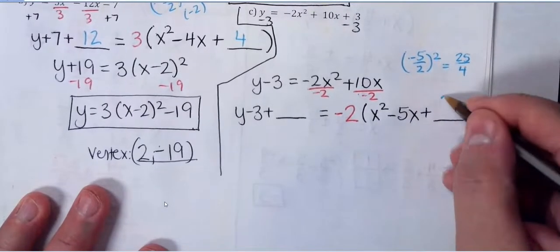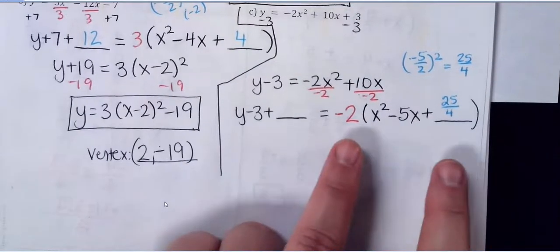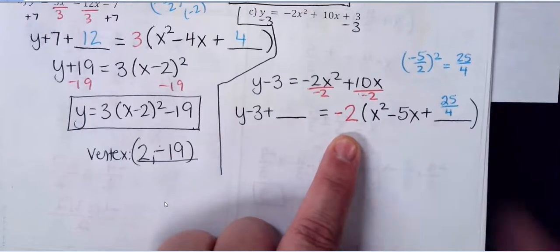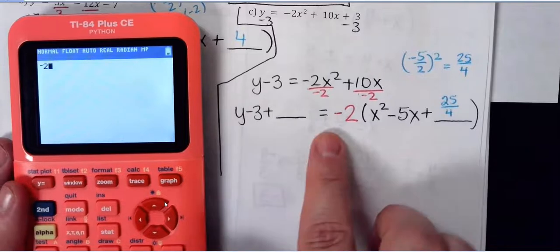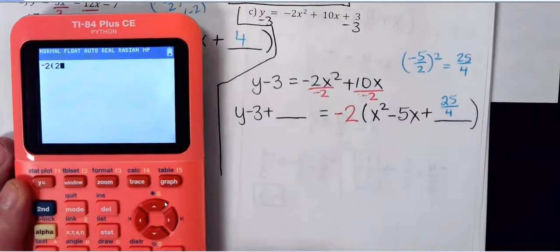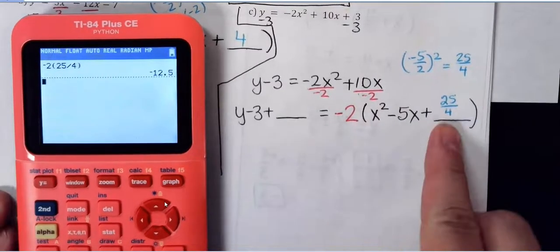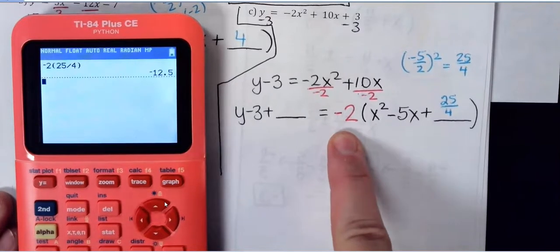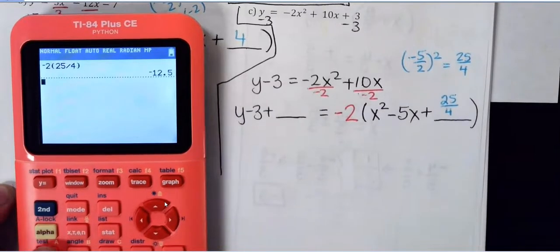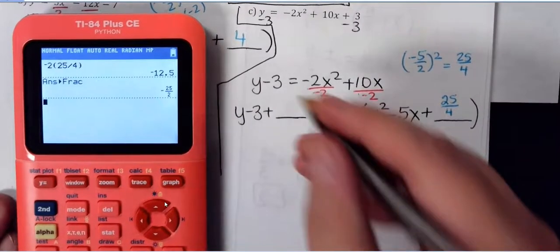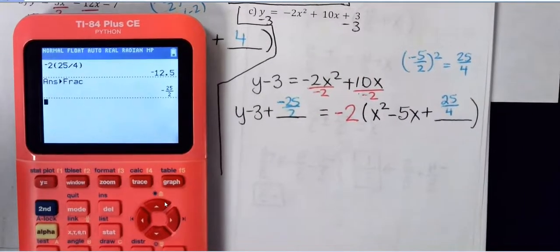So 25 over 4. Now, what I got to ask myself, because I had pulled this number out in front, is what did I really add to that side? I'm really adding whatever negative 2 times 25 over 4 is. And so I'm actually subtracting something from this side because of this being negative. So what I really put in here is negative 12.5. Let me just convert that to a fraction real quick for us. So this is negative 25 over 2.